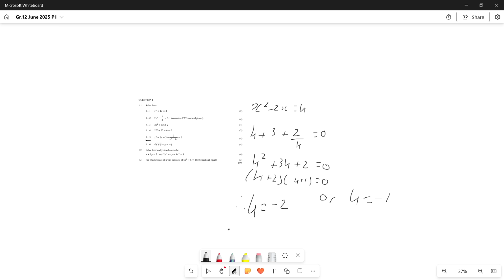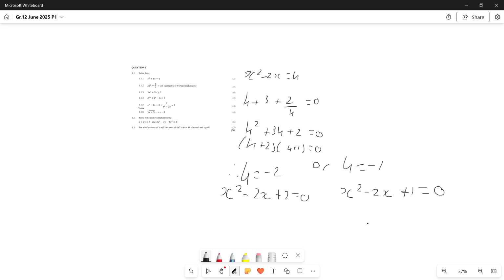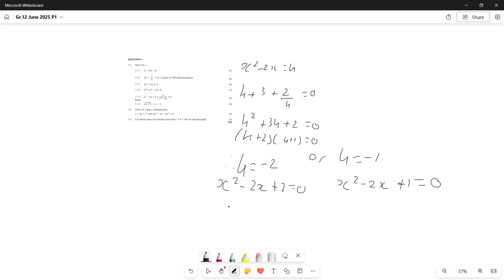x squared minus 2x, x squared minus 2x. I'm going to bring this -2 over, plus 2 equals 0. And then same thing here, x squared minus 2x plus 1 equals 0. So right now we have two different quadratic equations. Cool. So this guy's going to be a quadratic equation using the quadratic formula. But this guy we can solve for normally.